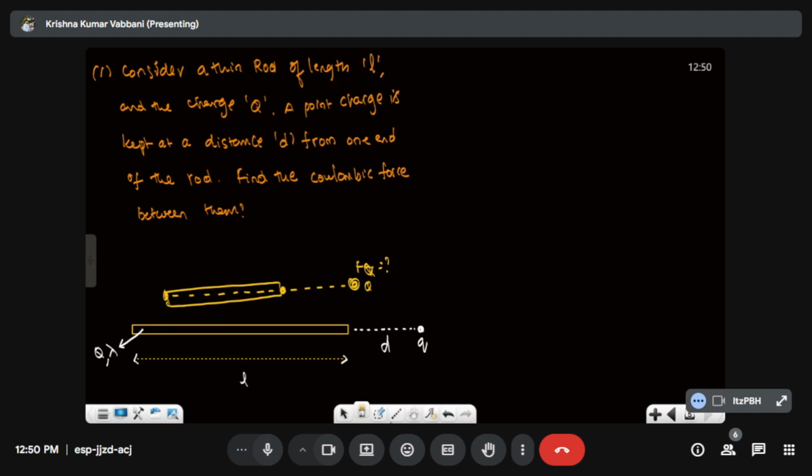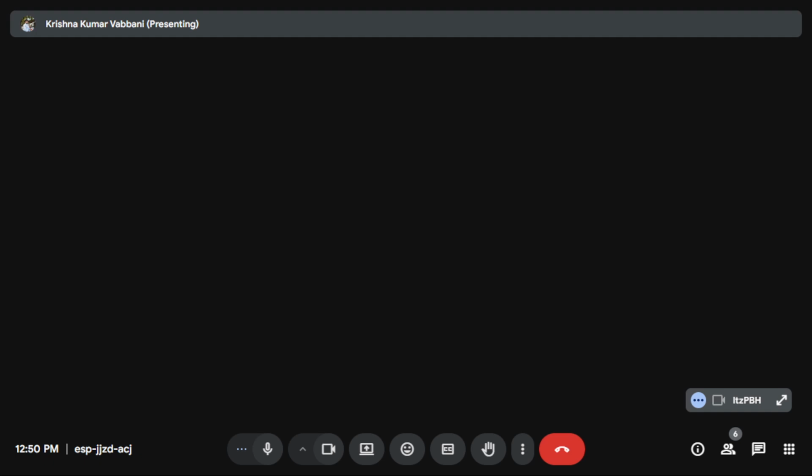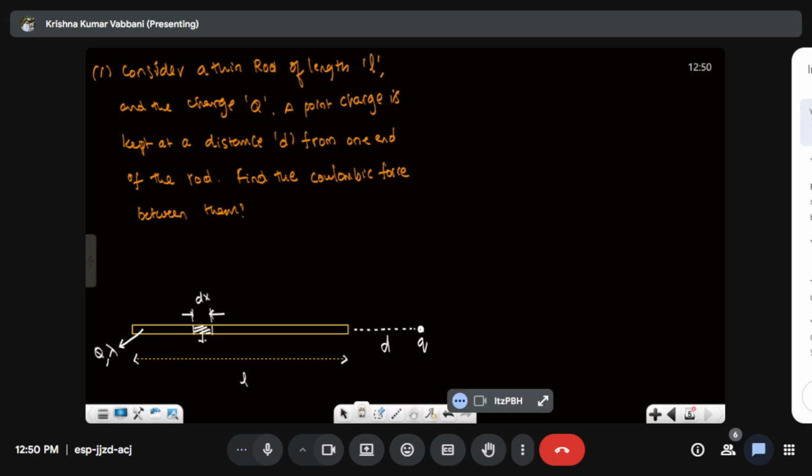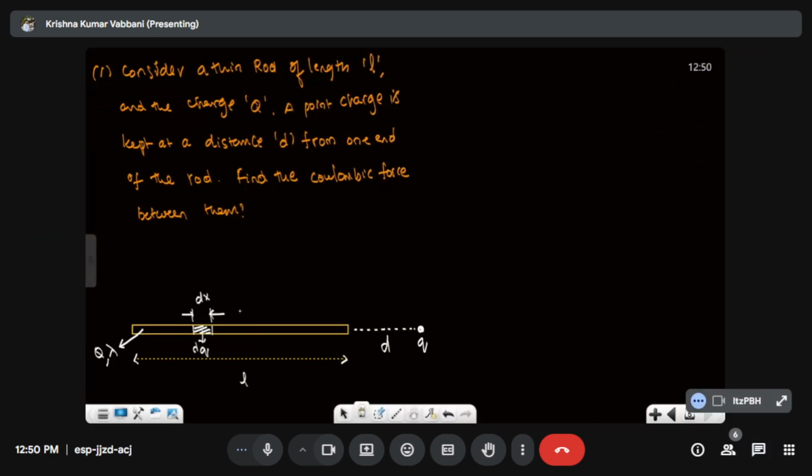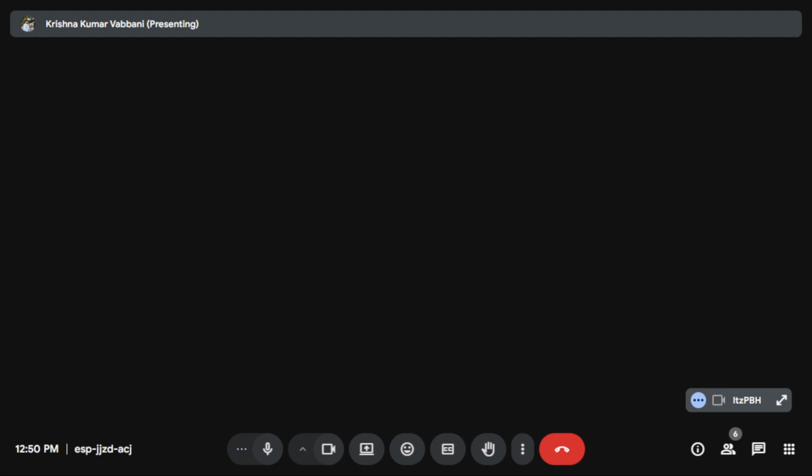I hope you understand. So what you have to do now is consider any elementary length on this rod. I am taking one elementary length, this. So this elementary length is dx, and the elementary charge is dq. This is the charge. And this distance I am taking as x, and this distance is d. Hope you understand.